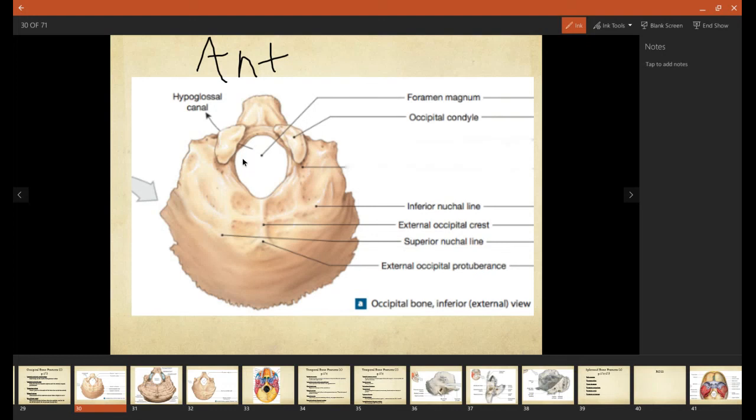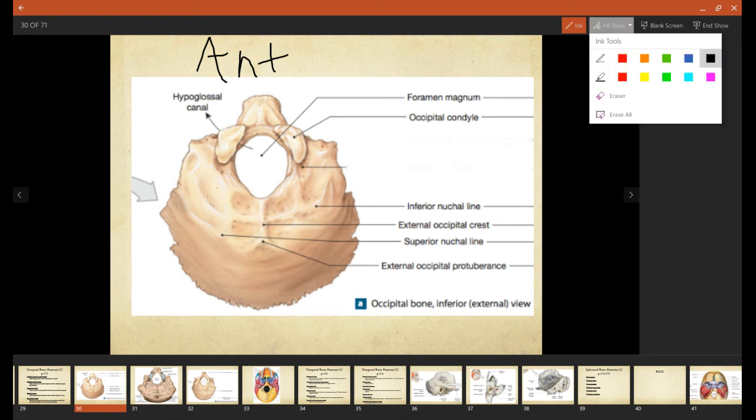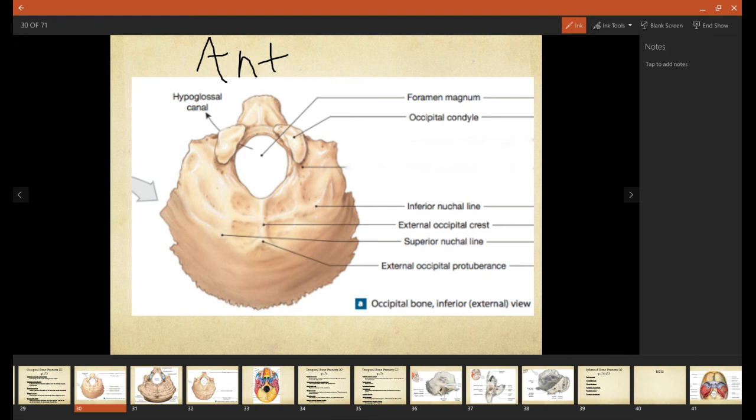So starting from this foramen magnum, you'll notice there's a ridge that connects from foramen magnum to the external occipital protuberance, and that is going to be the external occipital crest here. So now we can start working on our nuchal lines.